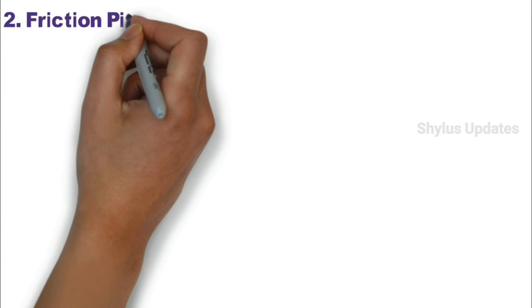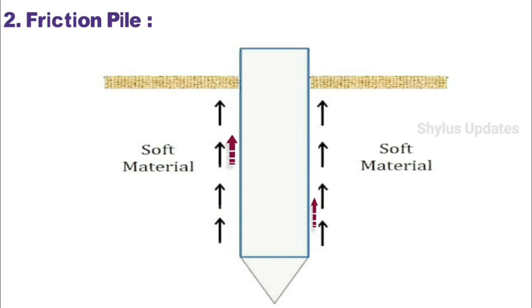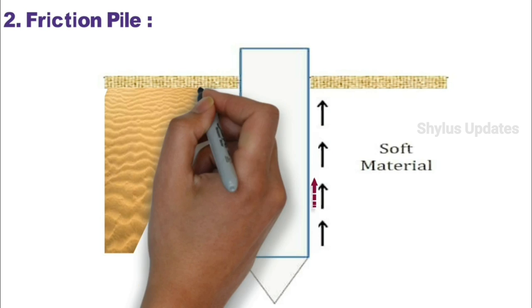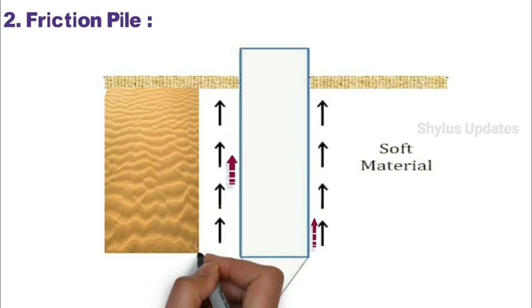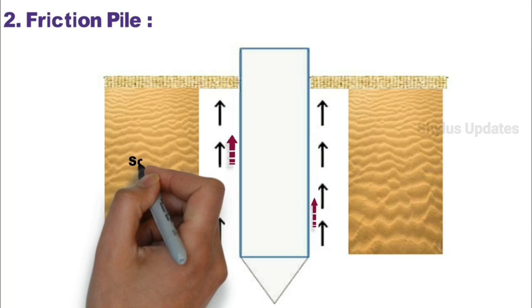Friction pile. This type of pile utilizes the frictional resistance force between pile surface and adjacent soil to transfer the superstructure load.